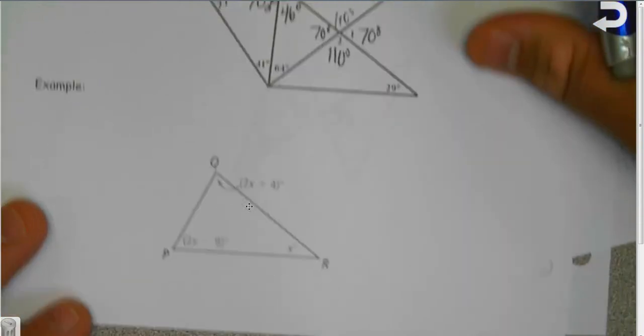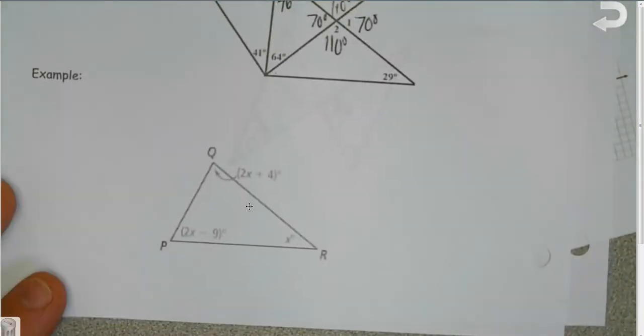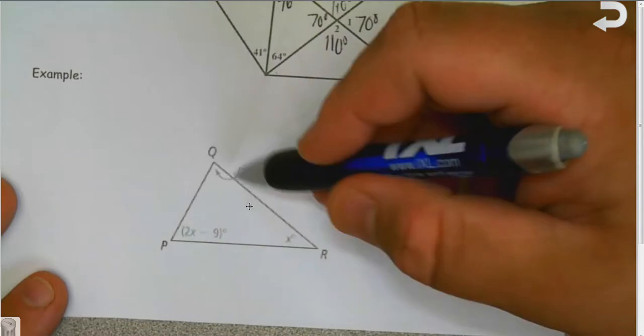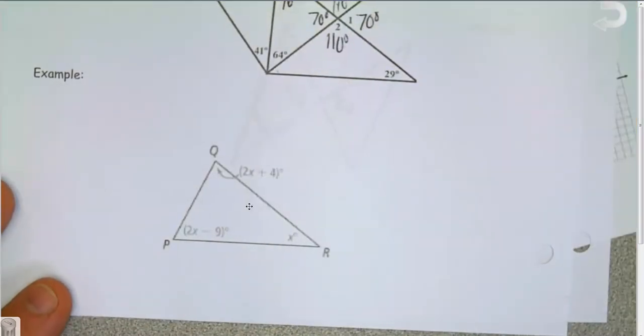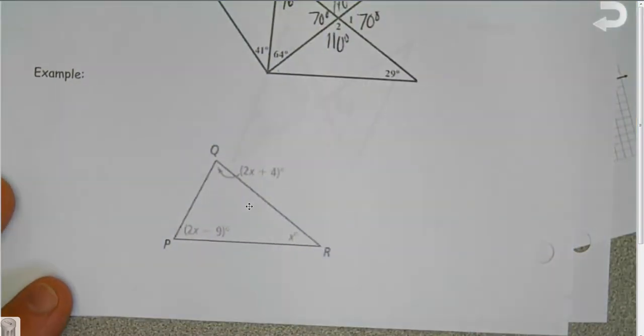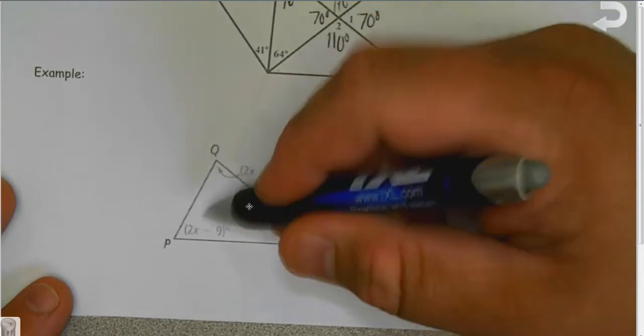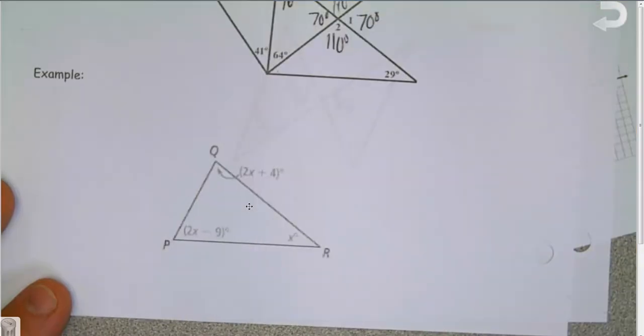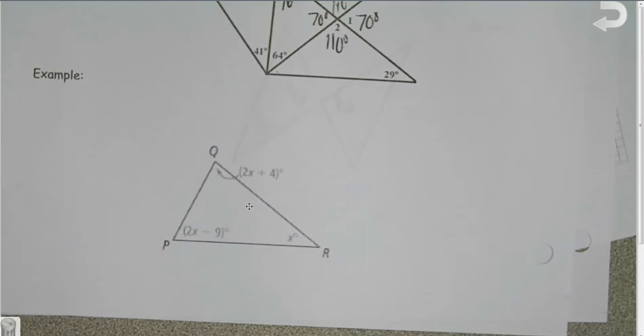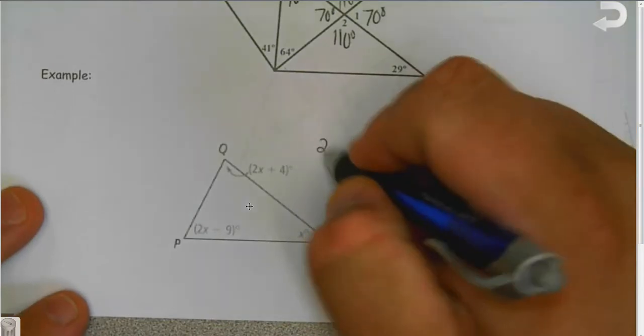In our next example, we're given 3 algebraic statements. And it fits all 3 angles of this triangle. So what is true about x, 2x plus 4, and 2x minus 9? Hopefully, you just said when I add them all together, they equal 180. Because that's what happens. So I'm going to write this out.